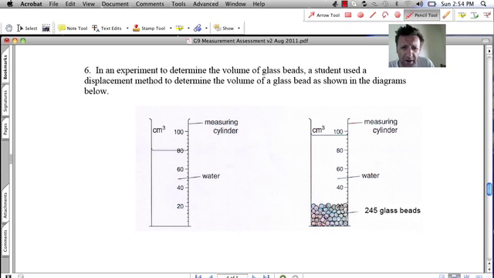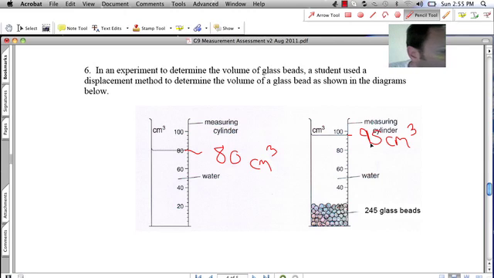So what's going on here? We've got a certain amount of liquid. What's that? It's about 80 cm³. We drop in 245 glass beads. Oh, and the liquid goes up. What's it going to go up to? It's sort of hard to tell. I reckon it's about 95, 96. I'm not quite sure. So I say 95 cm³. Or is it 96? Is it above? It's hard to tell, to be perfectly honest. So we'll say 95.